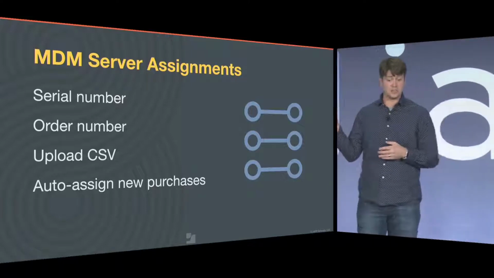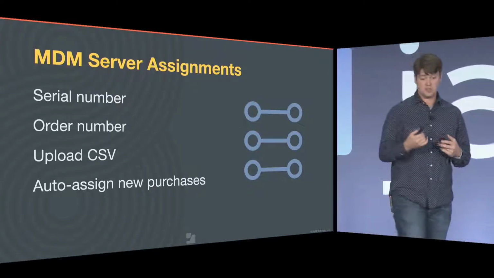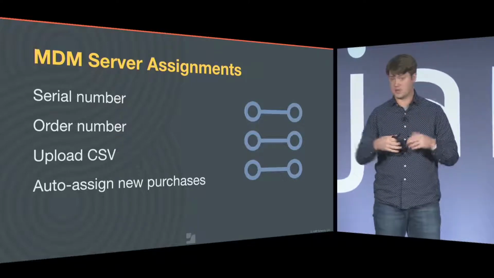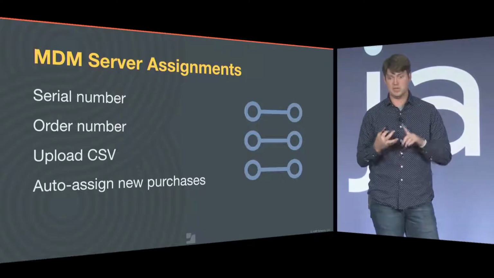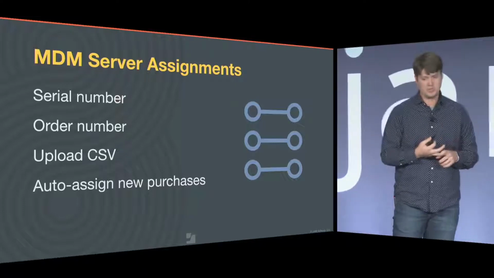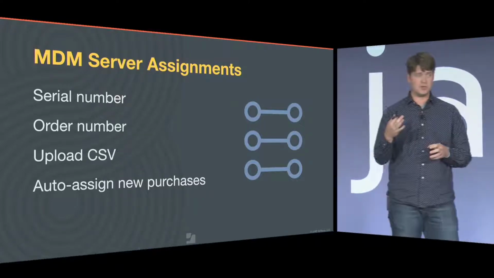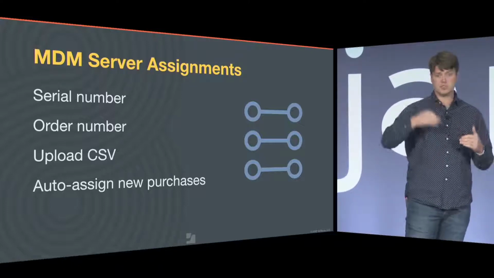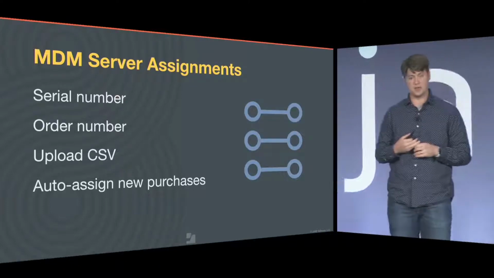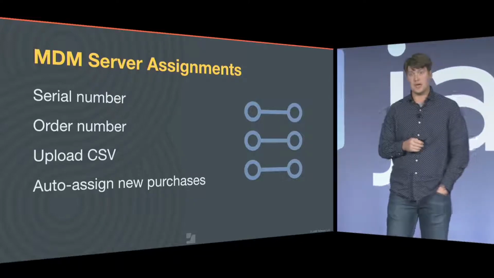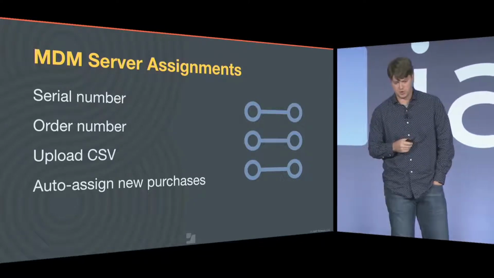So if you're organizing those devices in DEP, you have different methods to assign within that deployment portal. So you can do by serial number, copy and paste a list of serial numbers, organize by order number, upload a CSV of serial numbers. Again, there's an option for auto-assigning new purchases to a specific MDM server, so there's some capabilities outside of Jamf Pro to organize before they ever even touch a PreStage enrollment within Jamf Pro.